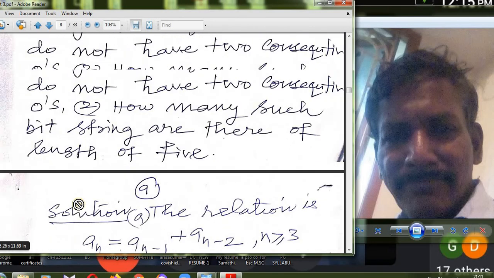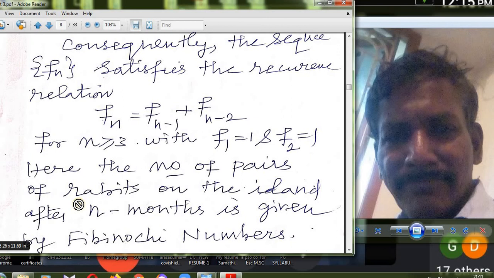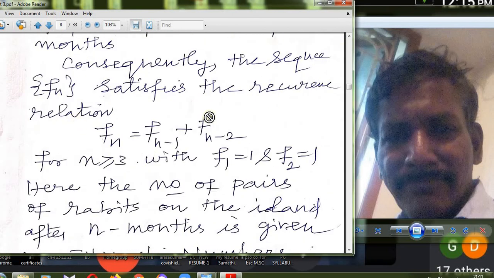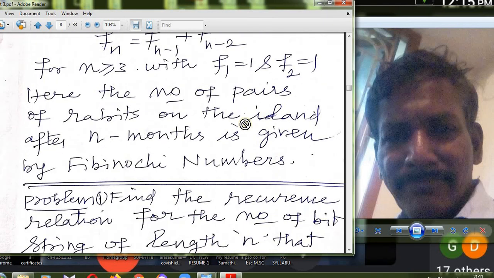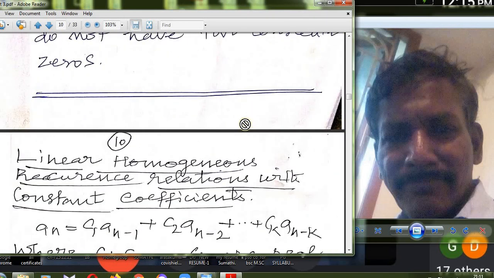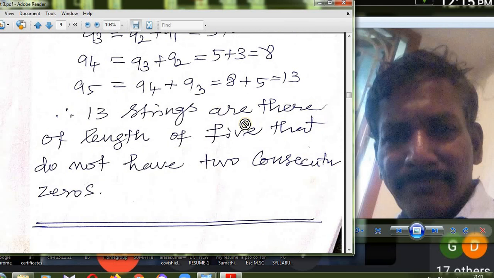So this is one very important problem that uses the Fibonacci or rabbit recurrence relations. That's what we have to understand. Now look at that. This is another chapter. We will discuss that later.